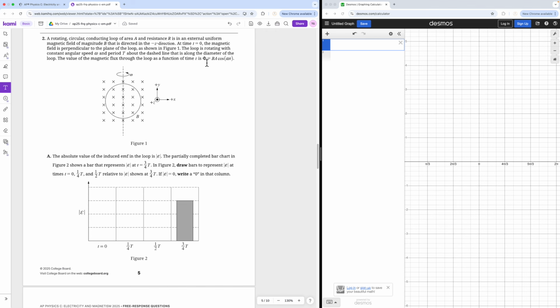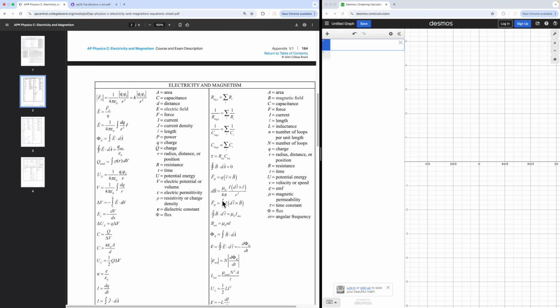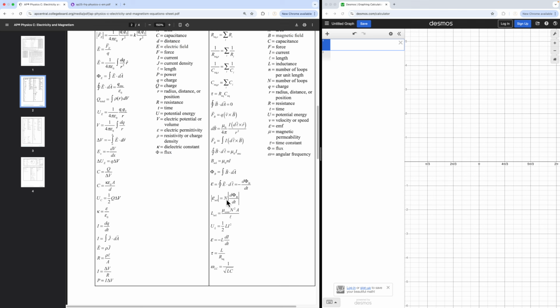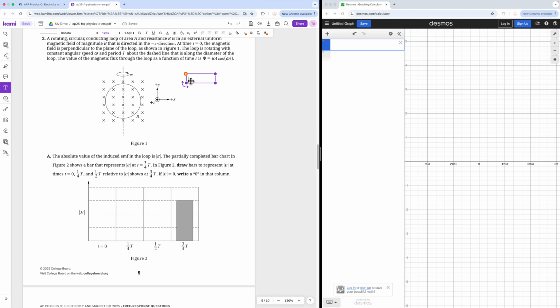But how are we going to do this? All we have is the flux. Luckily for us, we have an equation sheet, and this equation sheet tells us that electromotive force is equal to the derivative of flux with respect to time. Luckily, all we care about is the absolute value. So what's the derivative of flux with respect to time? It's going to be BA sine omega t. It's going to be negative here. And as per the chain rule, we have an omega on the outside. But we care about the absolute value, so we can just write this. This is going to be d flux with respect to time.